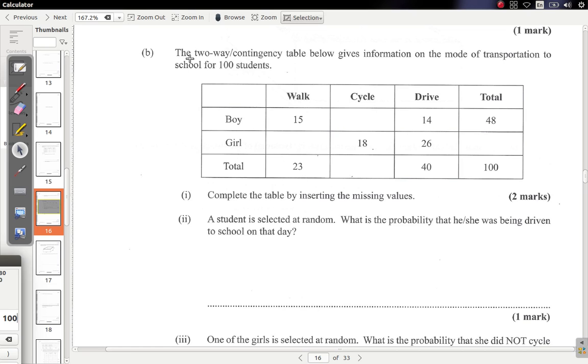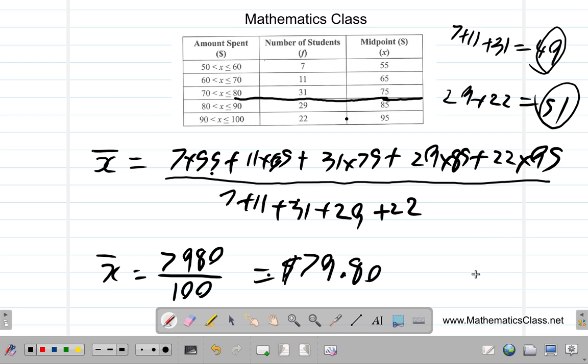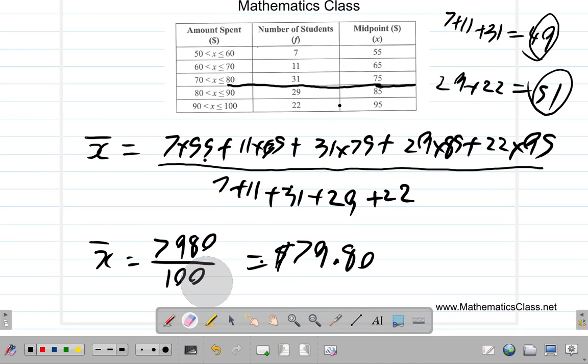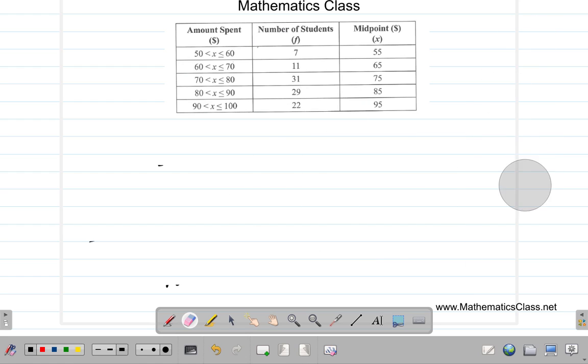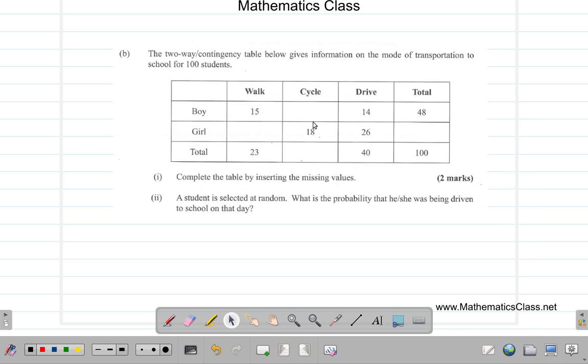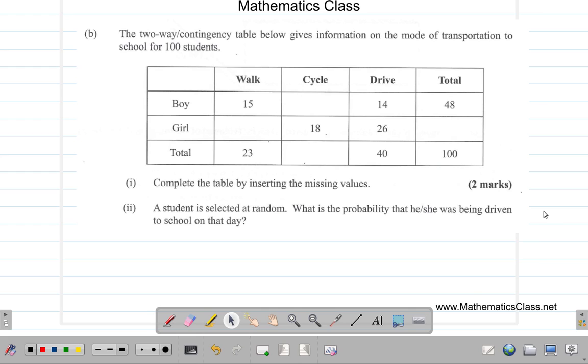Go and copy this and put it over the next screen. So let me just copy this part. Copy. I'm going to put it now. I just erase over here. Paste. Alright, good. So the question says, complete the table by inserting the missing values.